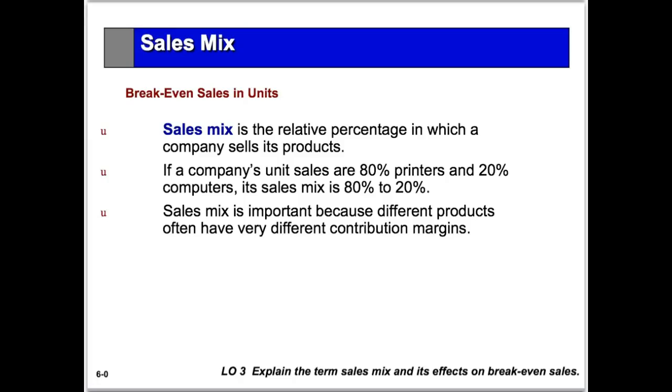In the last chapter, we learned how to do break even for companies that produce and sell only one product. Most companies sell more than one product, so we have to bring in the idea of break even using the idea of sales mix. Sales mix is the relative percentage in which a company sells its products. So if a company's unit sales are 80% printers and 20% computers, its sales mix is 80-20. And this is important because different products have different contribution margins.